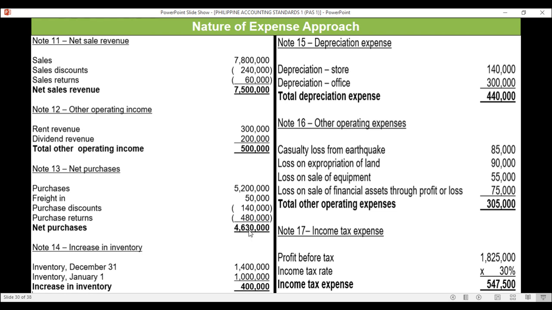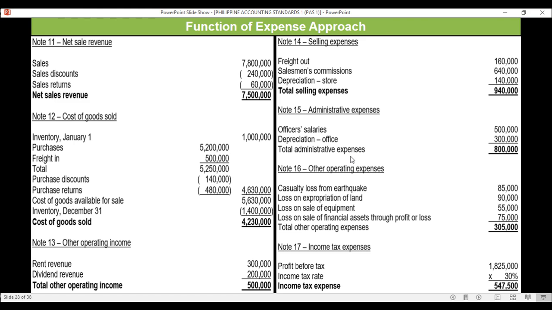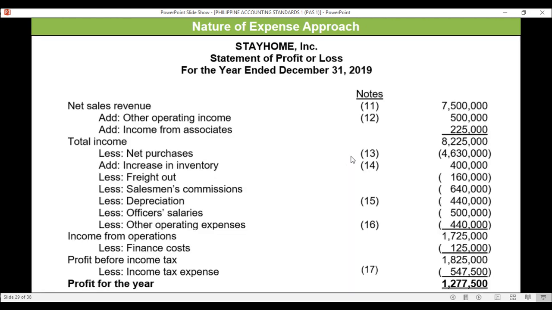So we have 4,630,000. Then for the increase of your inventory, we have the difference of the beginning inventory and the ending inventory, so 400,000. For the depreciation, we have the total of the depreciation store and the depreciation office, so we have 440,000. And for the other operating expenses, we have the total of 305,000. So that's the difference between the function of expense and nature of expense approach.